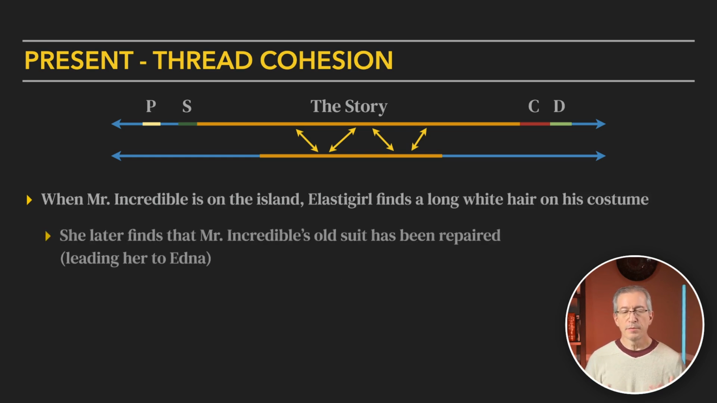In The Incredibles, when he goes to that island, Elastigirl finds that long white hair on his costume. So that is a link from her to him on that island. She later finds that Mr. Incredible's old suit has been repaired, and that leads her to Edna. But Bob had already been there. And so that's, again, connecting their 2 somewhat separate threads at that part in the movie together.